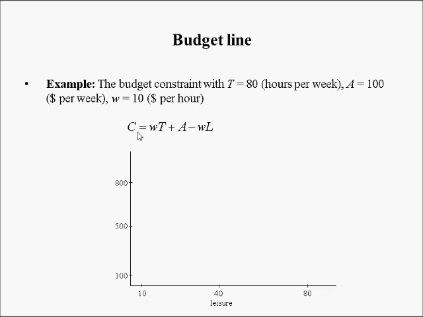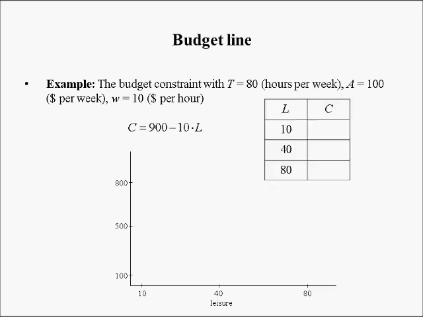So here's the consumption line, or the consumption equation. This is 10, that is 80, that's 100, and that is 10. Plug in the numbers. Notice we didn't plug in anything for L or C. We don't plug in anything for L or C until we get ready to graph it. 10 times 80 is 800. 800 plus 100 is 900. This right here is our budget line.